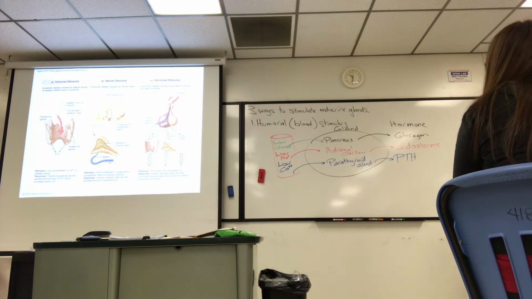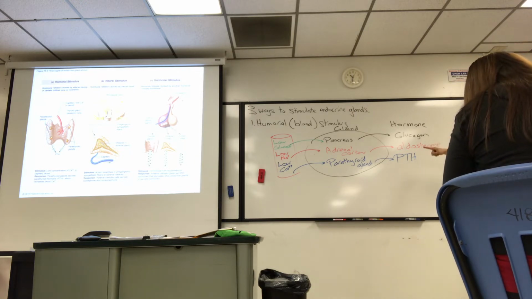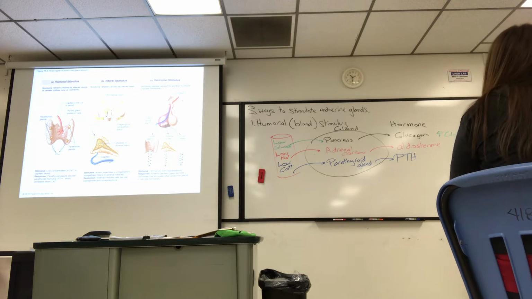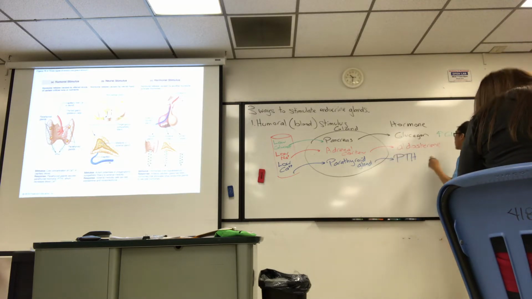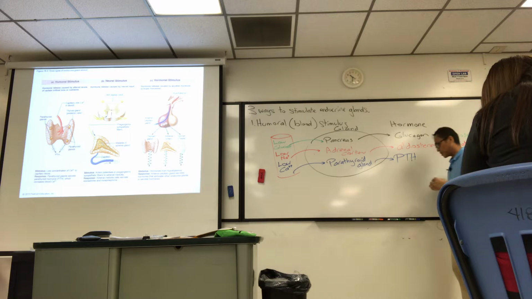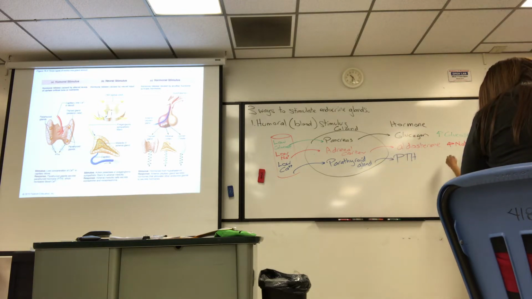But so basically, these hormones will correct that imbalance on the left. Glucagon will increase glucose. Aldosterone will raise sodium levels in the blood. And parathyroid hormone has an ability to increase calcium.